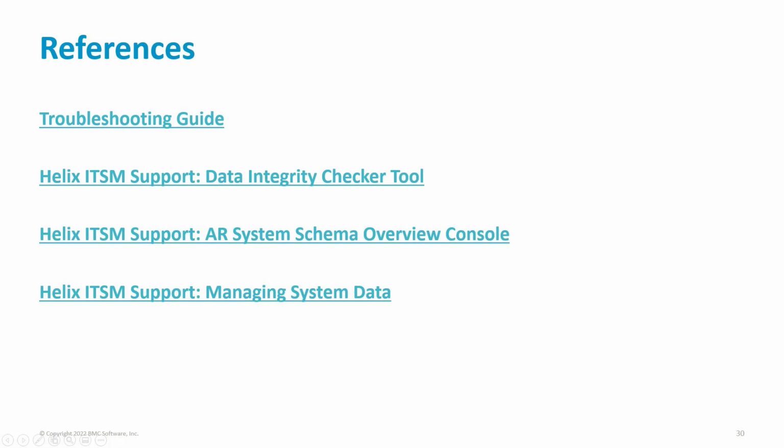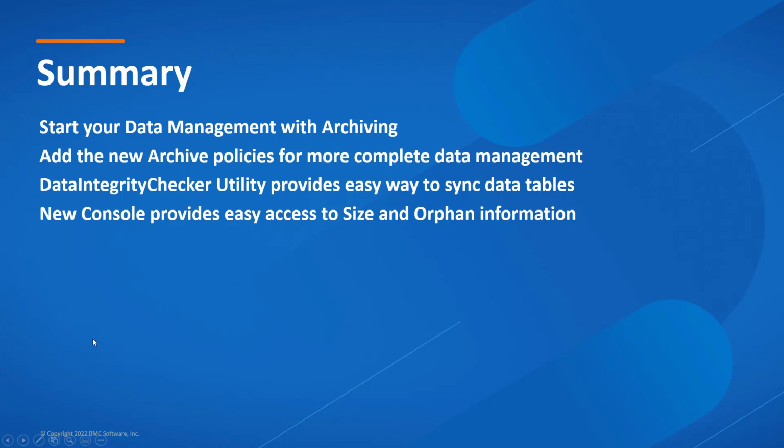So in summary, you should start your data management with archiving. If you haven't started archiving already, watch the webinar, get some ideas, and go ahead and enable archiving. Next would be to enhance your archiving policies with the new archive policies that we provide on the communities. The next thing is to make sure that you don't have orphan data wasting space and affecting your performance. So you can look at the Data Integrity Checker utility and analyze and even fix your orphan data issues if you have any. And lastly, take a look at the new console that we provide and use it to monitor the size of your data.